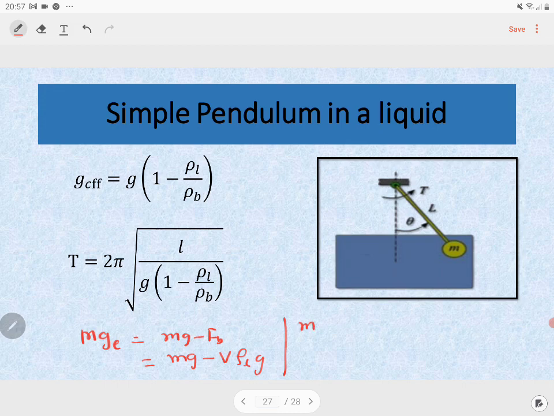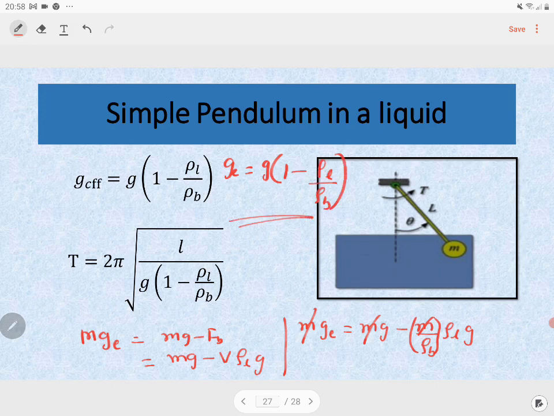So now mg effective is equal to mg minus, but in place of volume we can write mass of the bob divided by density of the bob, into density of the liquid into g. Now m you can take common and cancel, and you will get g effective as g minus rho L divided by rho B times g. So g you can take common, so 1 minus rho L divided by rho B. So this is what you get, children, g effective.